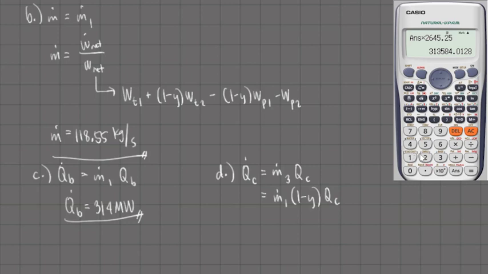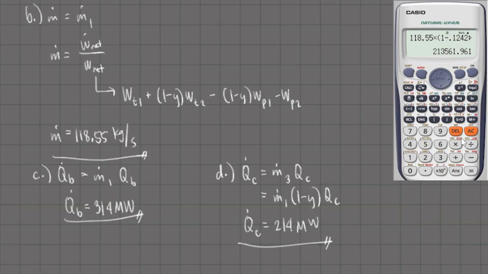Mass flow rate of stream 1 is 118.55 times 1 minus y, 1 minus 0.1242 times QC. QC is 2056.92. Our rate of heat rejection in the condenser is 214 megawatts. If you check our energy balance, it's still valid. That is Q boiler is equal to W net plus Q condenser. That is 314 is equal to 214 plus 100 megawatts.